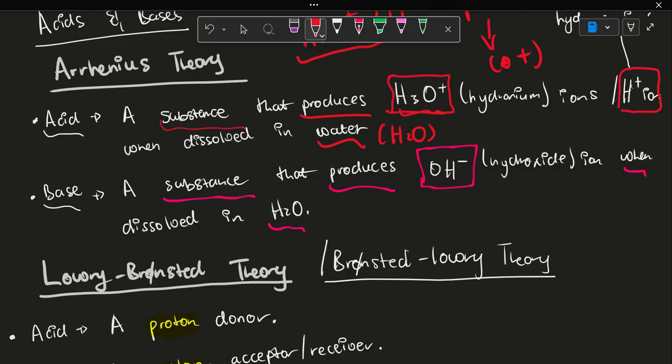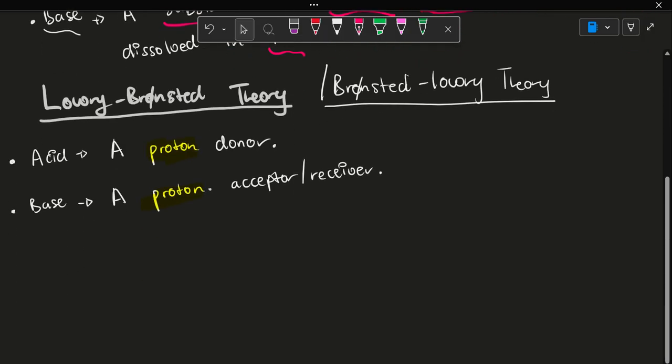So, by definition of the Lowry-Bronsted theory, which is very short as you can see, an acid is regarded as a substance that donates a proton, or rather a proton donor, right? Something that donates H plus is what we call an acid, right? And obviously, if something donates something in an acid-base reaction, then something must collect or receive that something.